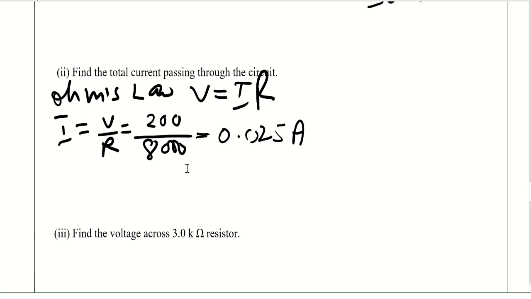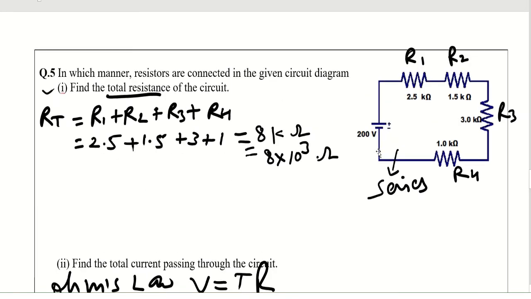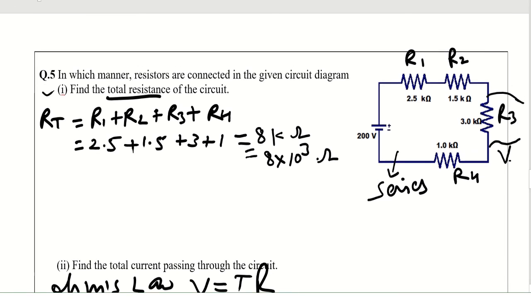Now here the part three: find the voltage across the 3 kilo ohm resistor. So the question says, what is the voltage coming here? The voltage across this, I say the voltage across R3. So we can write this as VR3. So how do we solve this kind of question if they are asking for the voltage across a particular resistor?